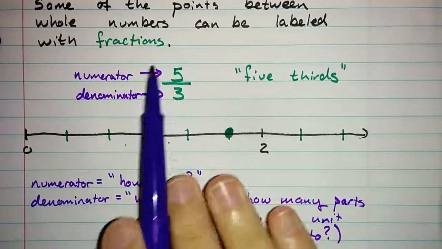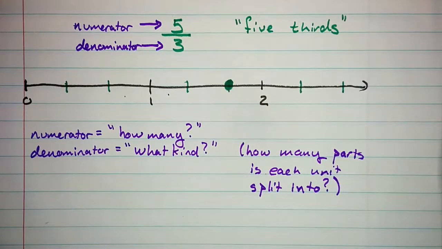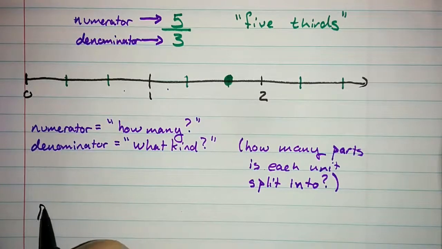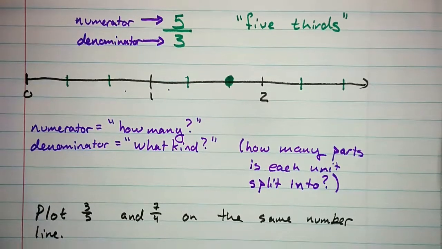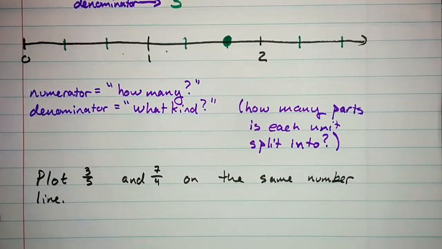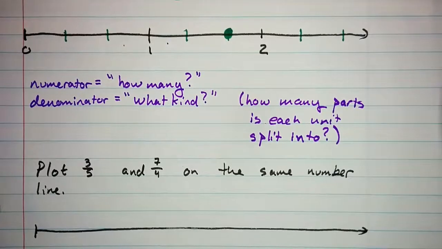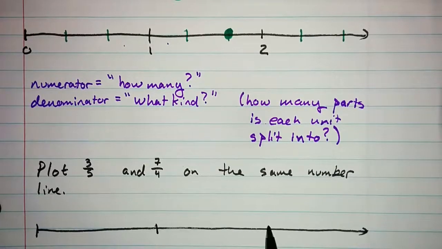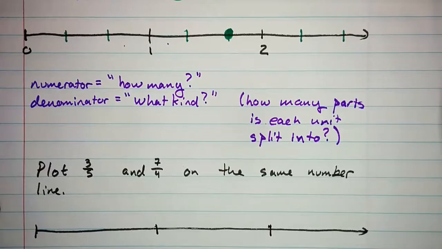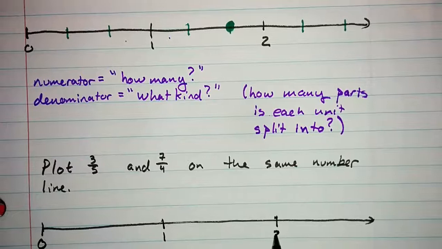All right, what do we notice about these fractions? The first thing to notice is how to draw them on a number line. So let's suppose I asked you to plot 3/5 and 7/4 on the same number line. What would you do? Well, first you would draw a number line and mark the units. Right, before we can figure out what fractions are, we need to know what the whole units are. So here I'll mark again 0, 1, and 2.